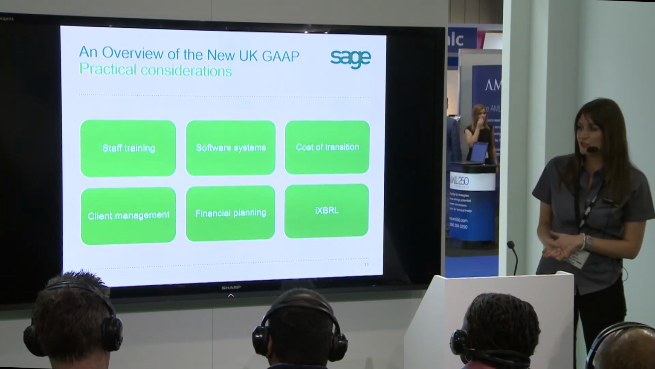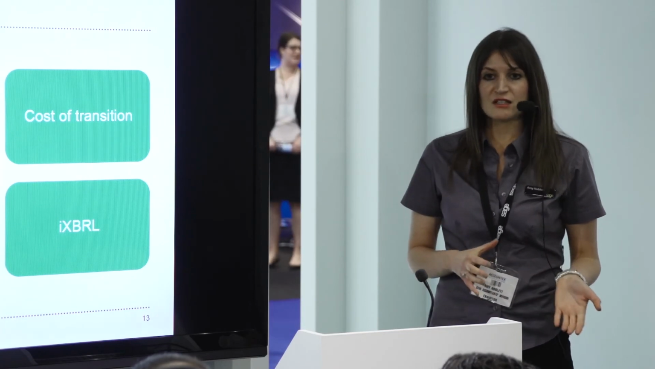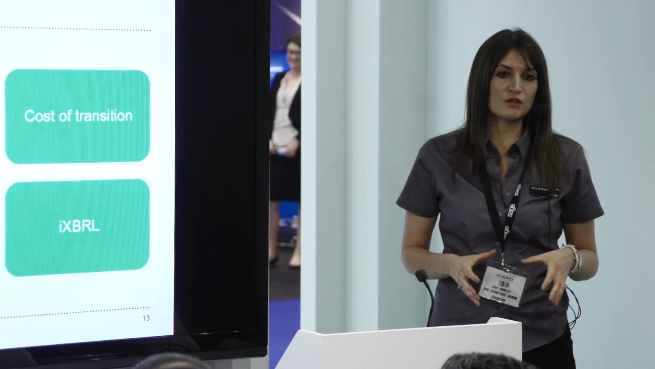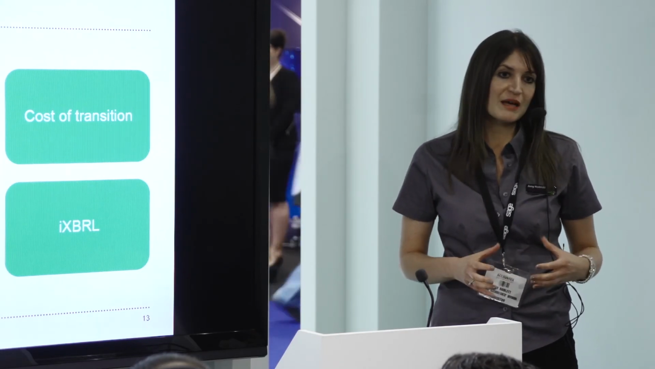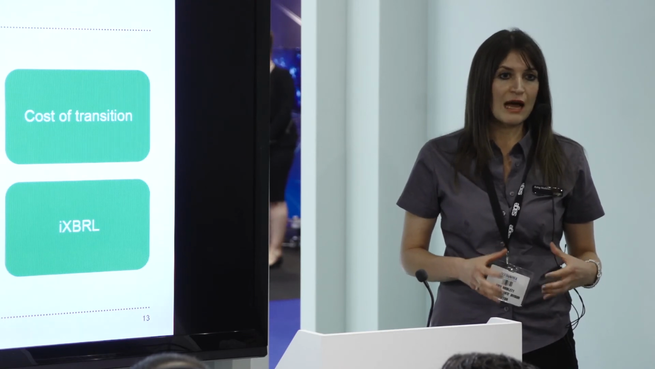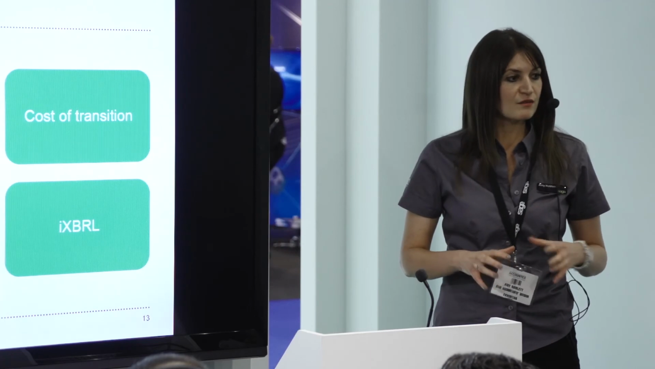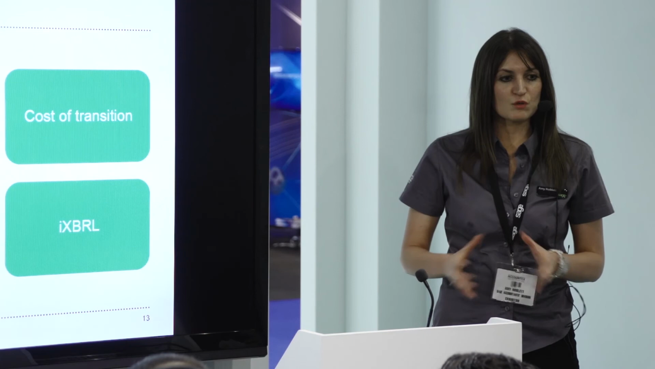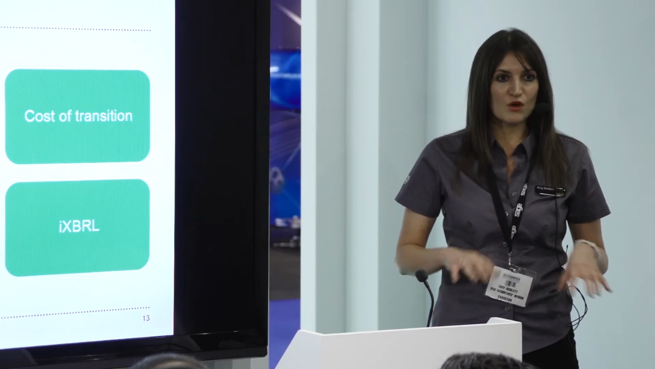And also on financial planning. So I mentioned about investment properties, gains and losses going through the profit and loss account. Those aren't distributable. So when you're looking at your dividend policy and dividend planning, you can't pay dividends out of those profits. So you're going to have to make sure that when you're looking at dividends, you're not paying out of just what's in your profit and loss reserve. You're going to have to work out what you can distribute.